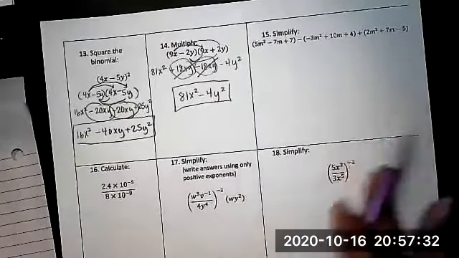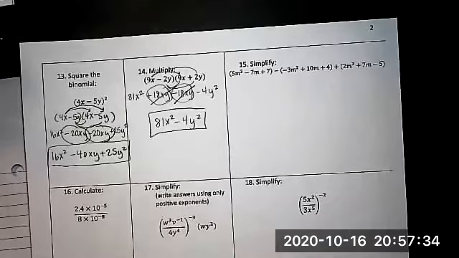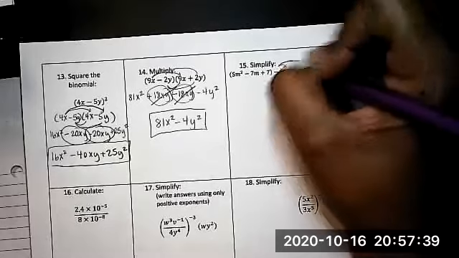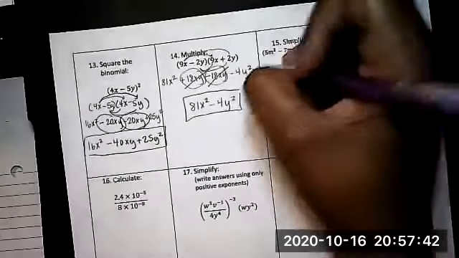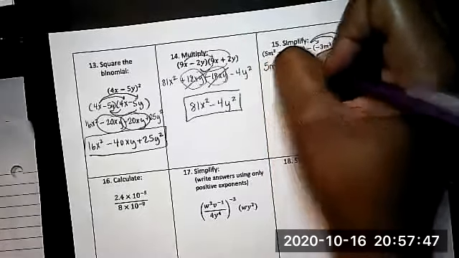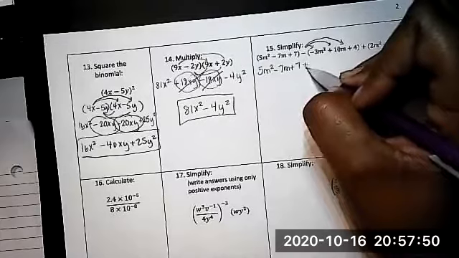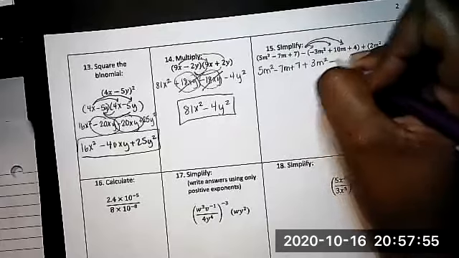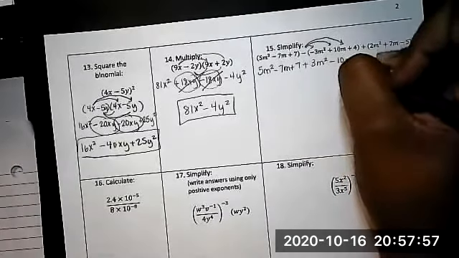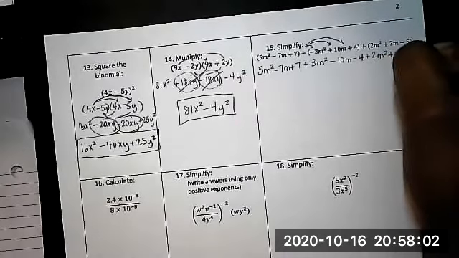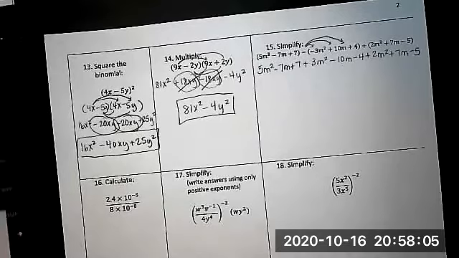All right, so here it's relatively simple. The only issue here is this negative changes the sign of everything here. Everything else stays the same. So this right here, 5m squared minus 7m plus 7. Now this becomes plus, because it's a negative, it becomes plus 3m squared minus 10m minus 4. Everything else stays the same. Plus 2m squared plus 7m minus 5. And then you're just going to combine like terms.